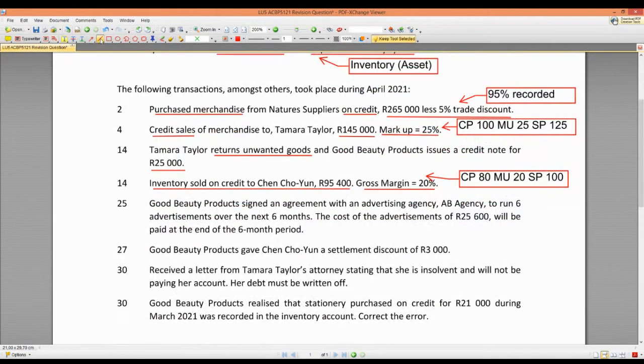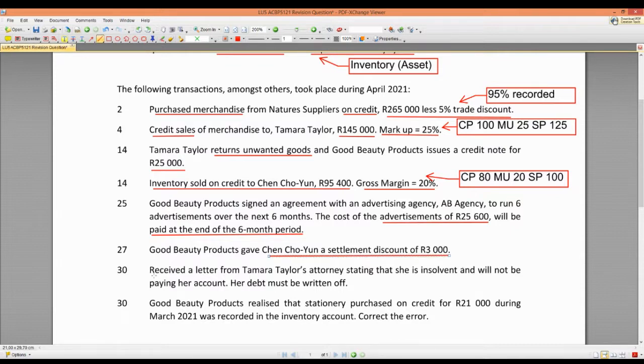Then we've got Beauty Products signing an agreement with an advertising agency to run 6 adverts over the next 6 months. The cost of the advertisements is 25,600 and will be paid at the end of the 6 months. So we did it on credit if we're only paying it off at the end of 6 months. And then we gave Chencho a settlement discount of 3,000 Rand. Now, because it is a settlement discount subsequent to the time, this will go to our general journal.